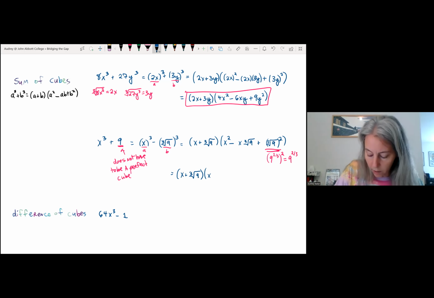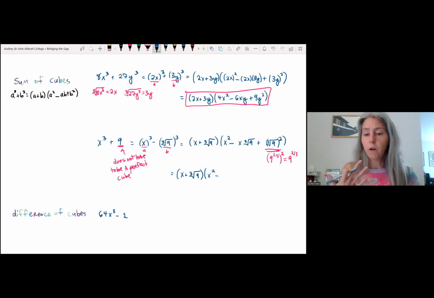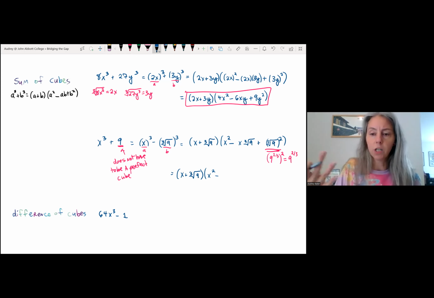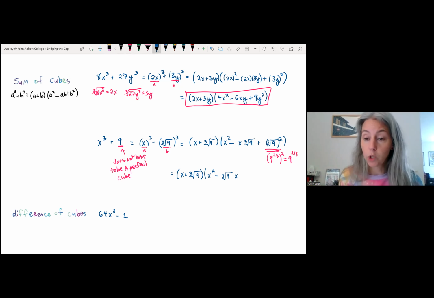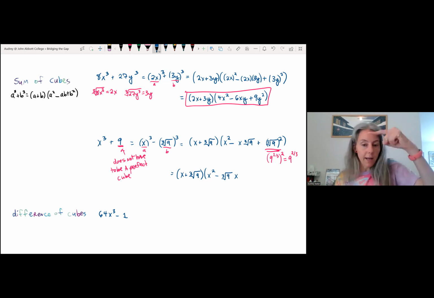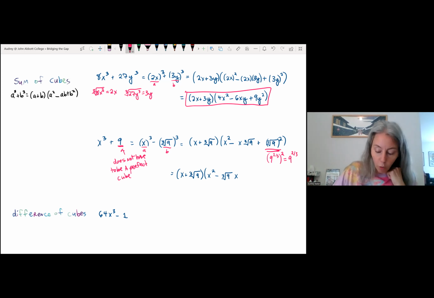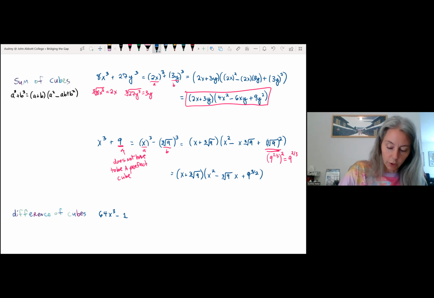times x squared. Now here we tend to write our number term in front of our variable term. So we are going to write the cube root of 9 times x, but we need to be careful when doing this because that x is not under the cube root. So you'll notice the line on top, it does not extend across the x like that. That x is not included. It's the cube root of 9 times x, and then plus 9 to the 2 over 3. And that is my final answer.